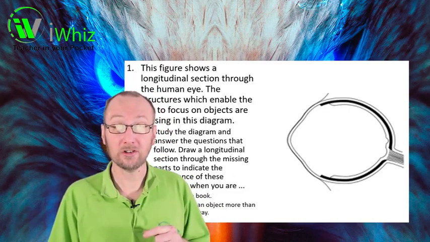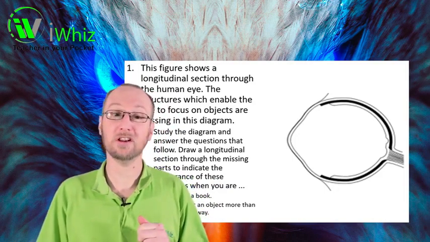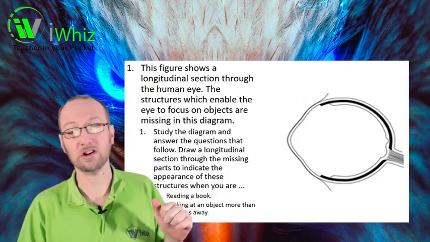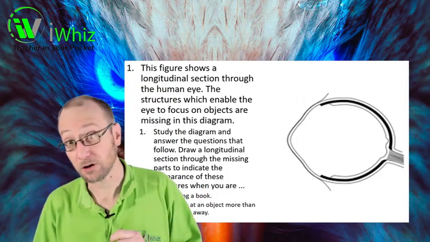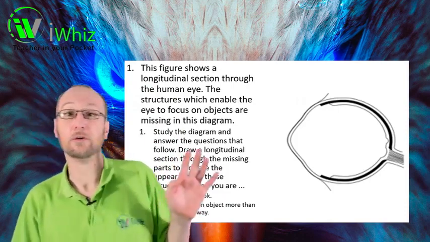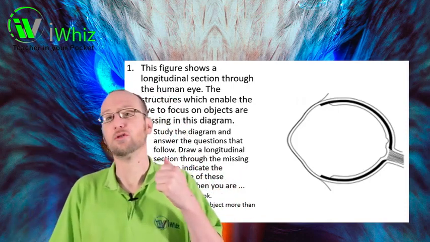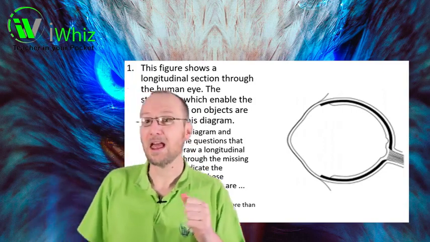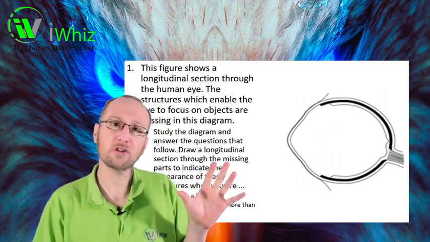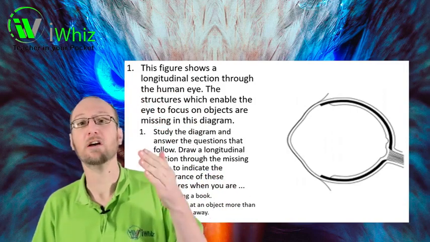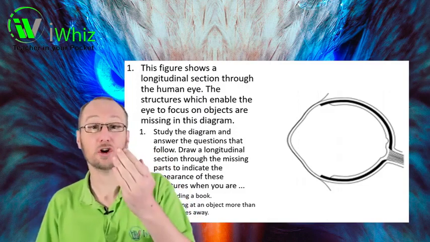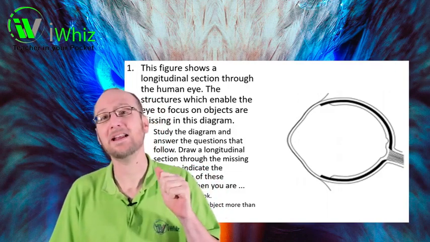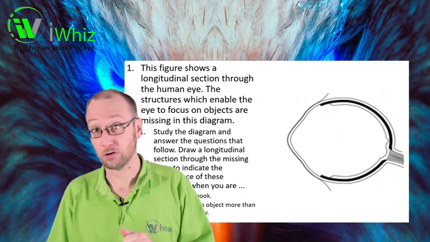Draw a longitudinal section through the missing parts to indicate the appearance of these structures when you are 1. Reading a book. Okay, guys, so what we're doing here is we are redrawing just the parts that are missing in that diagram, and we have to draw what those parts are going to look like when they are focused on something that is close to us. Remember, we are doing scientific diagrams, so you can label them and add notes.